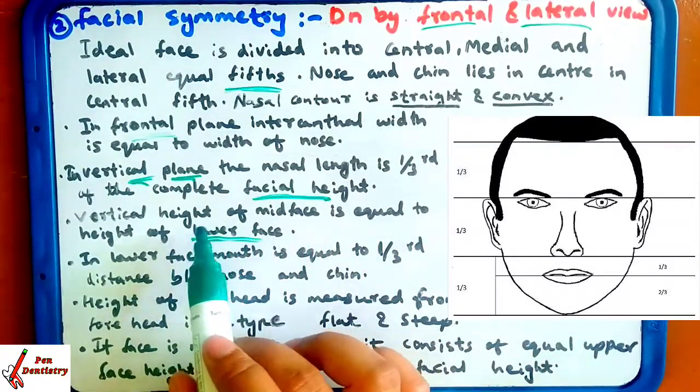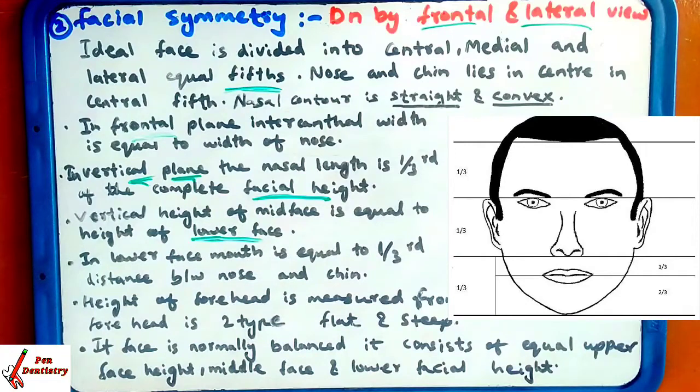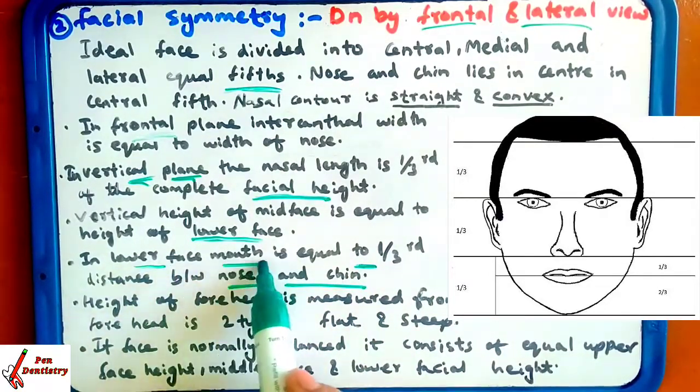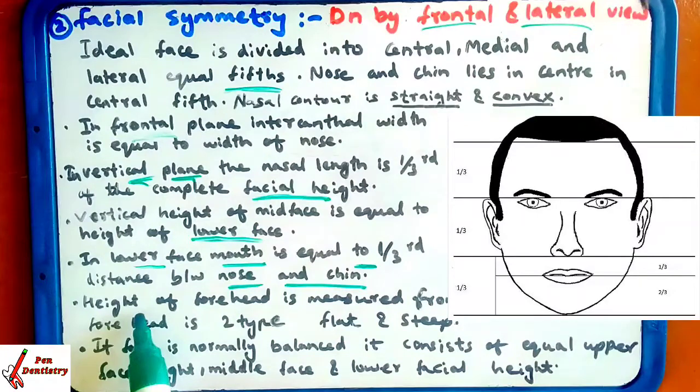That means the vertical height of the mid face is equal to the height of the lower face. In the lower face, the mouth is equal to one-third of the distance between the nose and the chin. When you are going to calculate the lower face, the mouth is equal to the distance between the nose and the chin.